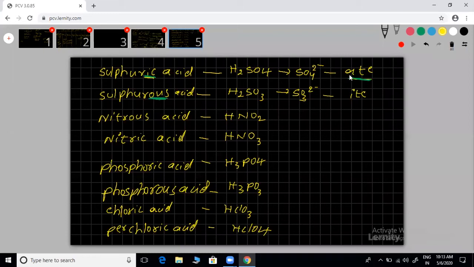Now you can write the name also. I wrote ATE, you can write the full name. Sulfate, write it fully. And sulfite, write the full name. Be in active mode. Don't be in sleeping mode and thinking somewhere else. Don't do that. Try to learn all these basics. Once you learn the basics, we can enjoy chemistry later. You can enjoy all the chemistry classes.